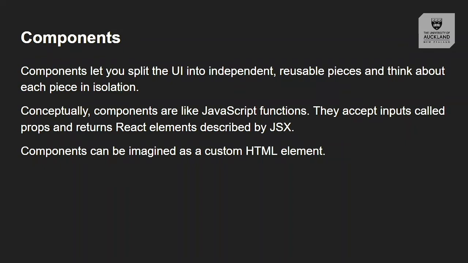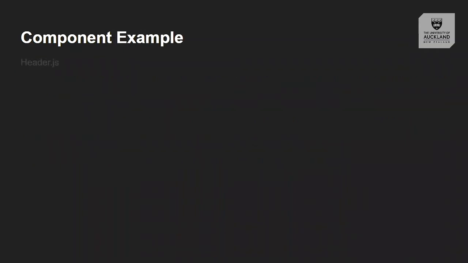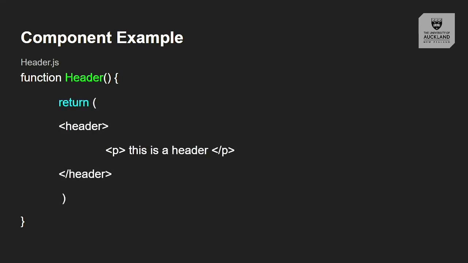So they act like JavaScript functions. They take an input called props, which we'll get into, and they return something called JSX, which for now you can think of as enhanced HTML. So as an example, if you want to create a component for our header, so a custom header component, we first create a file called header.js. We create a function that represents our component, and then we return something that looks like HTML. But this isn't HTML, it's JSX. And we'll go through the differences a bit on the next slide.